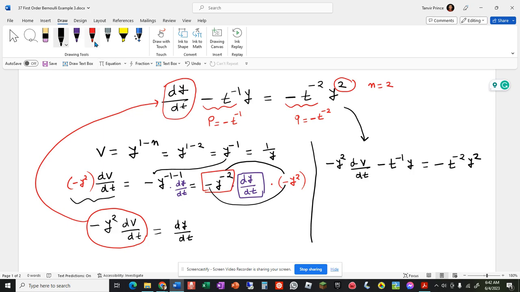To do that, at this point, the step is you need to make the coefficient of dv/dt 1. So I have to make this coefficient of dv/dt 1. And how do I do it? Here you need to multiply both sides by negative y to the power negative 2, right? So the reciprocal of negative y squared is negative y to the power negative 2. So let's do that. I'm multiplying both sides by negative y to the power negative 2.